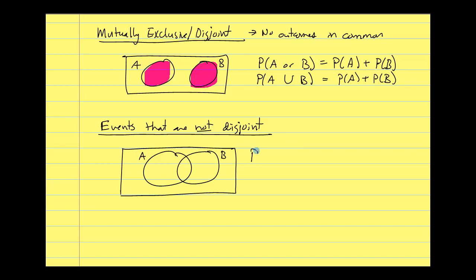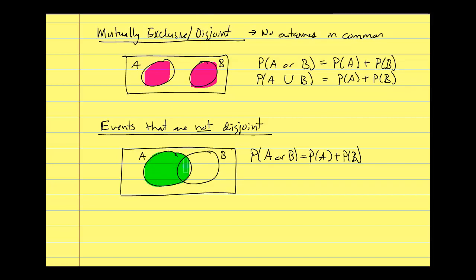Now down here that's going to change. The probability of A or B, I would add the probability of A and B just like I did above, but I have a little bit of a problem because when I do the area that I did above, I end up counting this middle part 2 times.